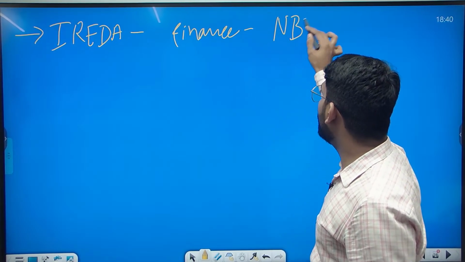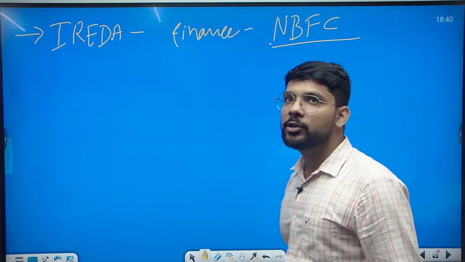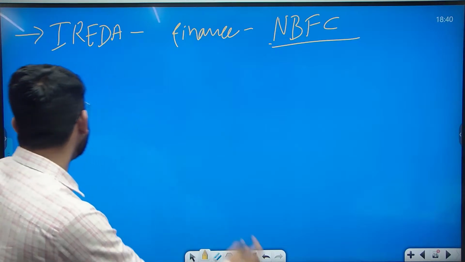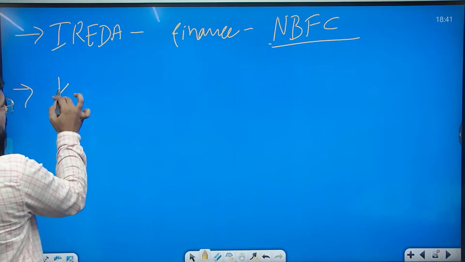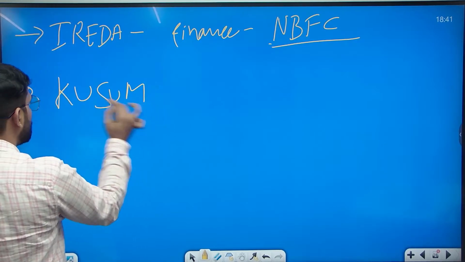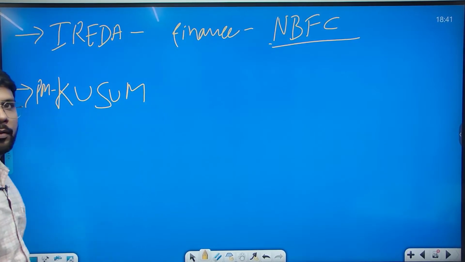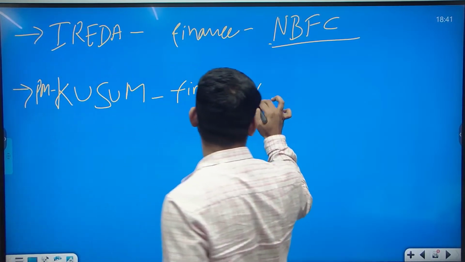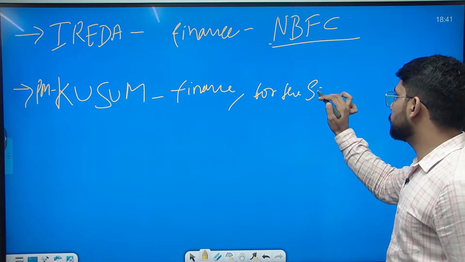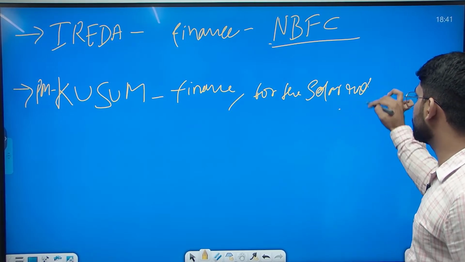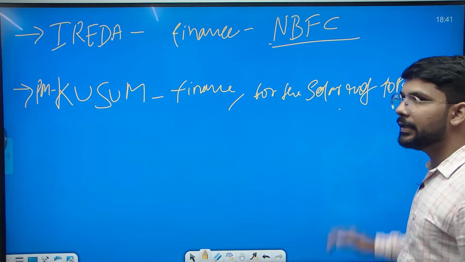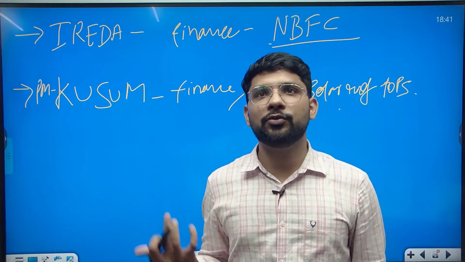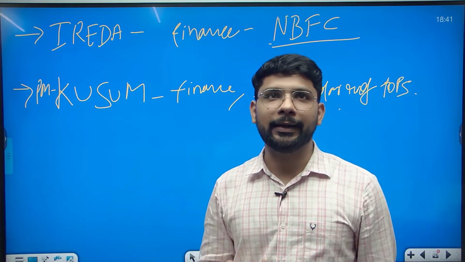It is a type of NBFC, which provides finance for the generation of solar energy. The next scheme by the government of India is the Kusum scheme, PM Kusum, for providing finance for solar rooftops at individual levels and industrial levels. So the PM Kusum scheme is for the generation of renewable energy from sunlight.